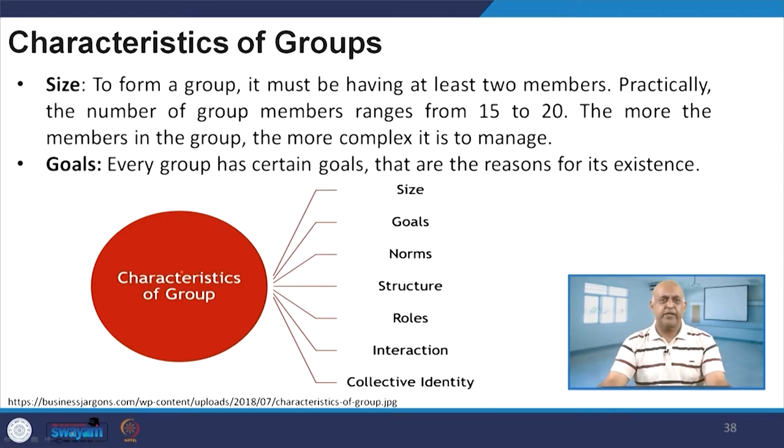as far as the reporting is concerned, what should be the size of the group? As far as the reporting is concerned, in that case it has to be 5 to 7. Every group has certain goals, and that is the reason for its existence. So there is a common goal, and they are working for that.